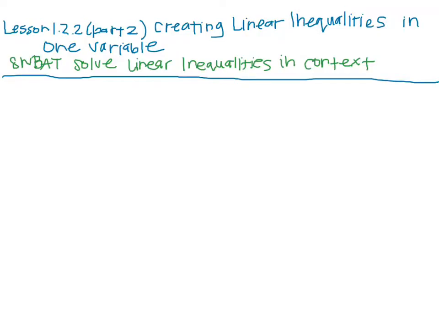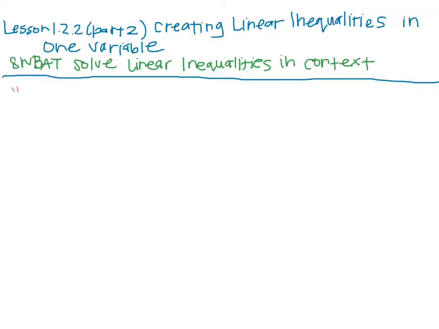Today's lesson is 1.2.2, and it is part 2, creating linear inequalities in one variable. If you haven't watched part 1 yet, please go back and watch that. It will be a really good review for you about inequalities and how to solve them. Our objective is to solve linear inequalities in context. We've already done this with linear equations. Now we're going to do word problems with inequalities.